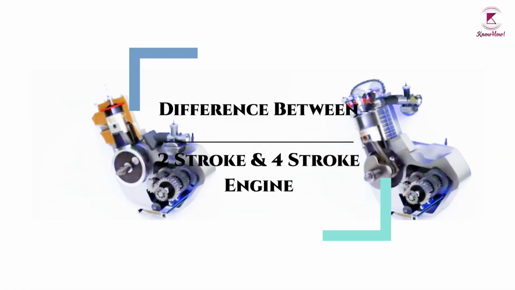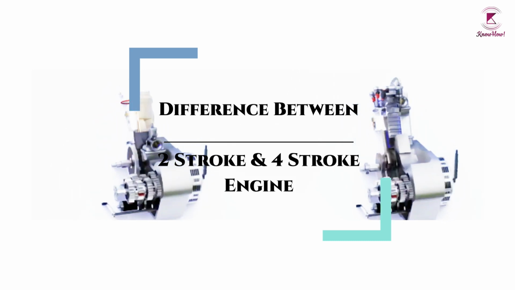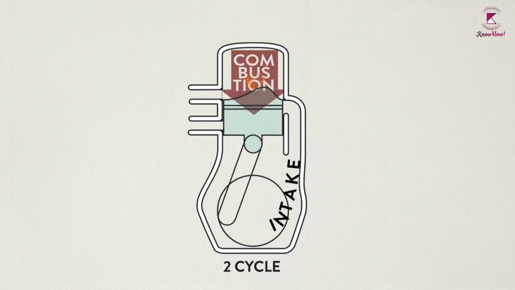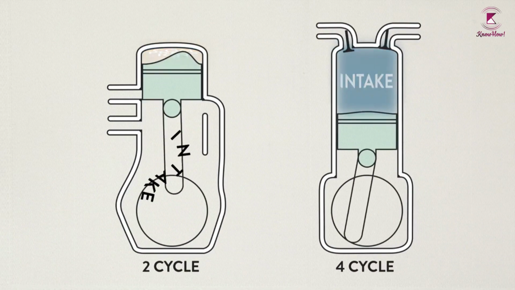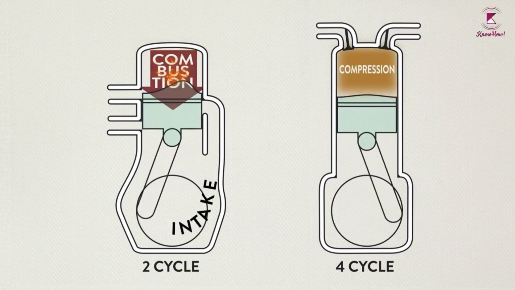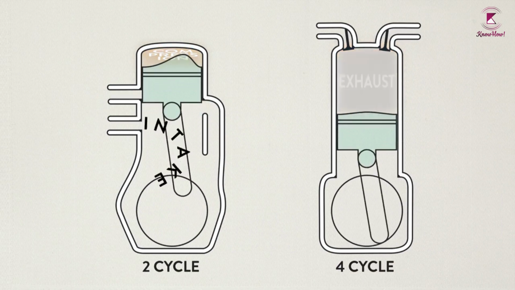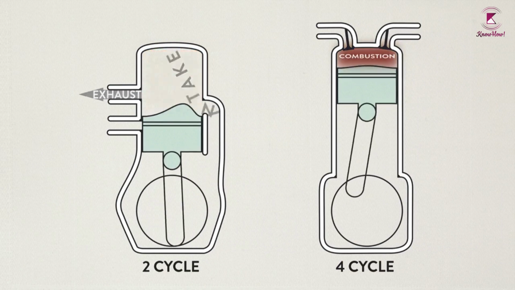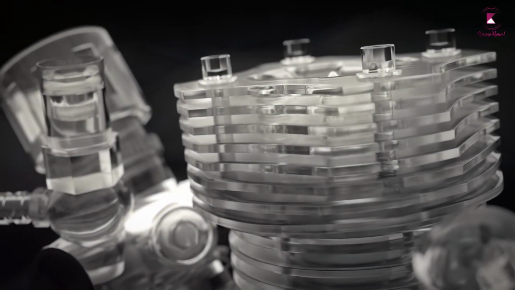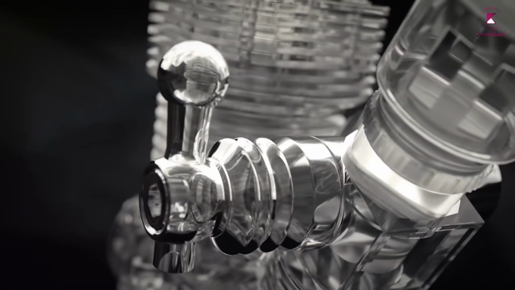The main difference between a four-stroke engine and a two-stroke engine is that a two-stroke engine goes through two stages, or one complete revolution, to complete one power stroke, while a four-stroke engine goes through four stages, or two complete revolutions, to complete one power stroke. This means a two-stroke engine can potentially produce twice as much power as a four-stroke engine, and also weigh less. Let's see in details about the strokes in two- and four-stroke engines.